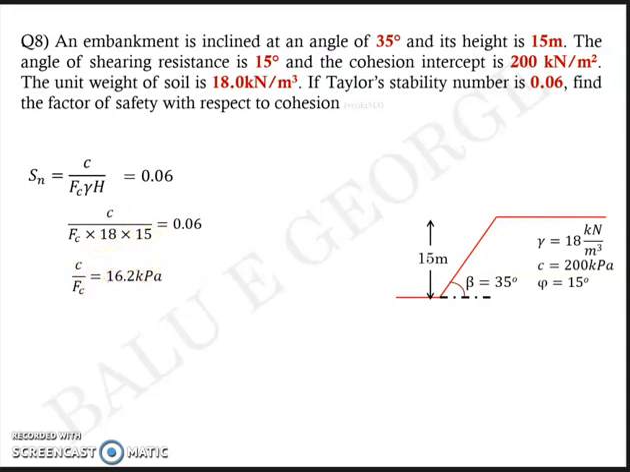In short, C is already given in the question as 200 and Fc is the unknown. So you divide 200 by Fc, and the value that you get is equal to the factor of safety, and the value is 12.3.